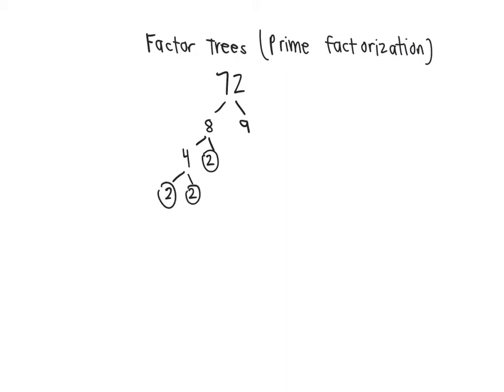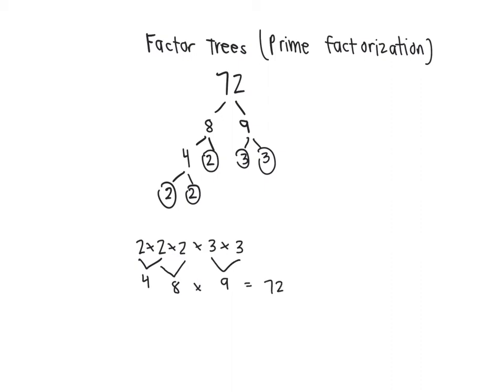Is 9 prime? No, it's not. So then I'm going to factor it. 9 is 3 times 3. Is 3 prime? Yes. So I'm going to circle those. And then I'm going to create a number sentence using all the numbers that I circled. So I should have 2 times 2 times 2 times 3 times 3. And when I figure this out, I'm going to say 2 times 2 is 4. 4 times 2 is 8. And then 3 times 3 is 9. And then 8 times 9 equals 72.